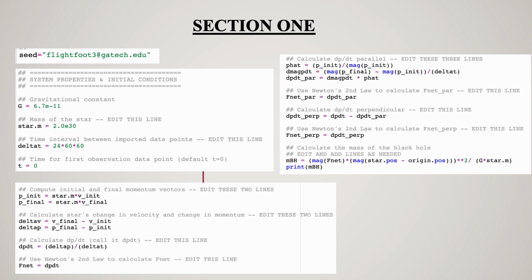net. Now we're going to separate them into their different components, including dp dt parallel and then dp dt perpendicular. So this is where we calculated p hat, which is used in both, and then we're able to combine F net perpendicular and F net parallel, and then you're able to do the mass of the black hole as needed.